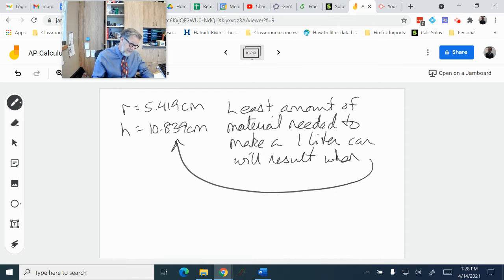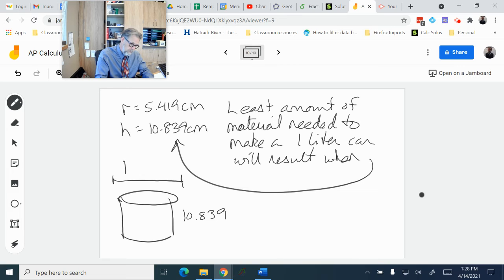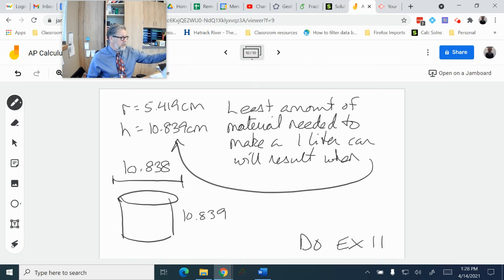All right. And you may notice that, in terms of right cylinders, the height is 10.839 and the diameter is about 10 point, oh, well, would you look at that? 5.419 doubled, 10.838. In other words, a square. All right, go ahead and do exercise 11, and we'll be back with the next example.